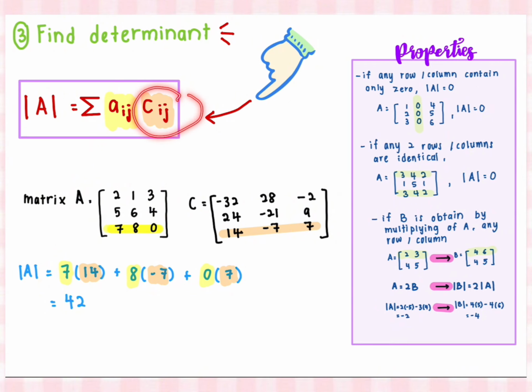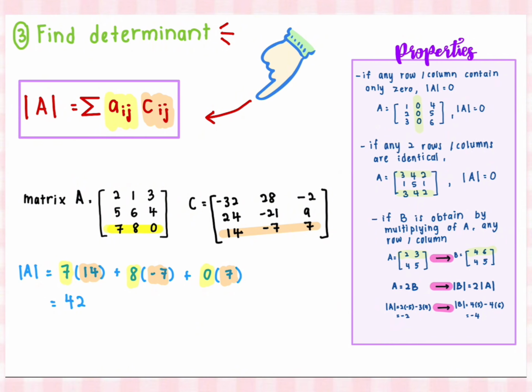For Cij, we need to follow from the original matrix that we choose. So, if for matrix A we choose the third row, so what about the cofactor? Obviously, we need to choose the third row also. So, the sum is by multiplying 7 and 14, the pair, plus 8 times negative 7, and the last one, plus 0 times 7. So, press the calculator and we'll get 42.